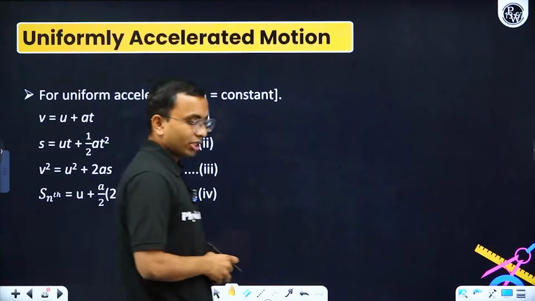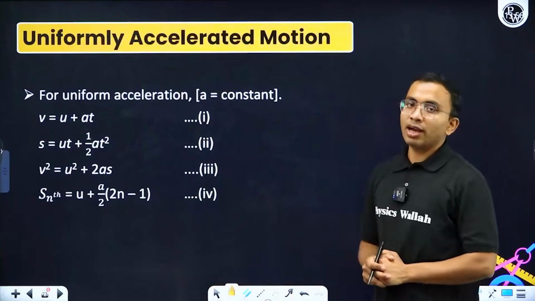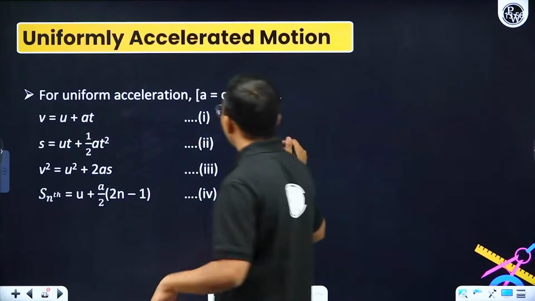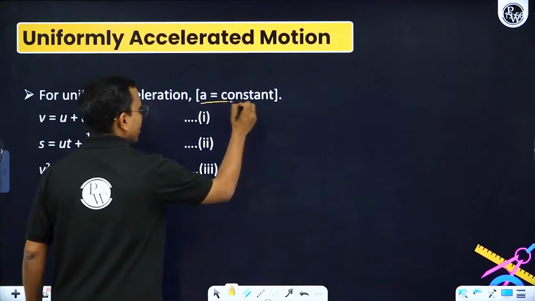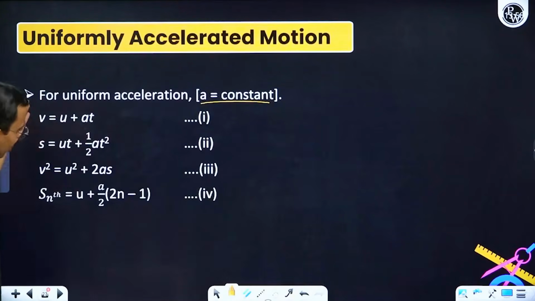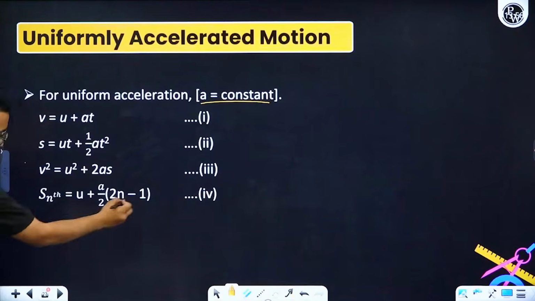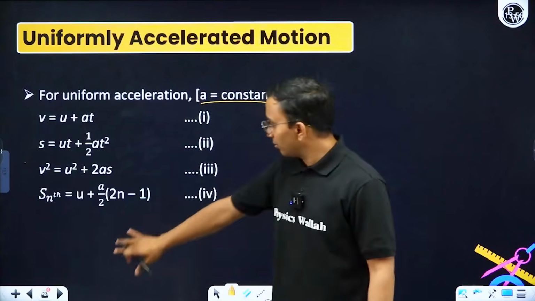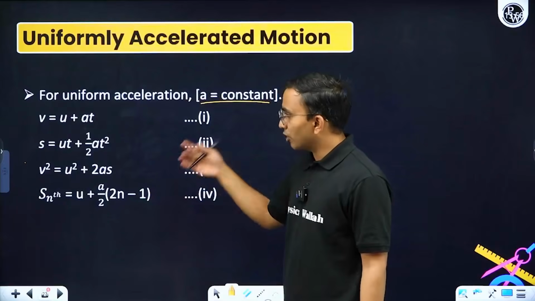Uniformly accelerated motion. Uniformly accelerated motion means our acceleration is not changing. Acceleration is constant. That is the meaning of uniformly accelerated motion. And you know these formulas. v is equal to u plus at, s equals ut plus half at square, this is our displacement. v square minus u square is equal to 2as. And the distance traveled in the nth second. If you want to remember, you may remember the fourth one, and at least the first 3 you remember. You may not remember this fourth one exactly, because you can find it.